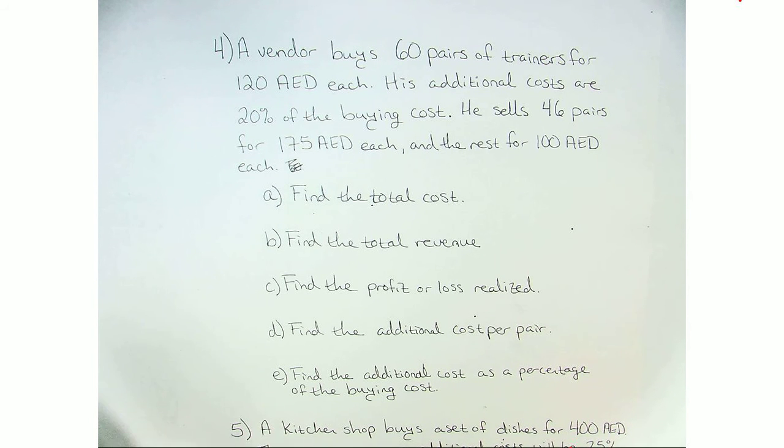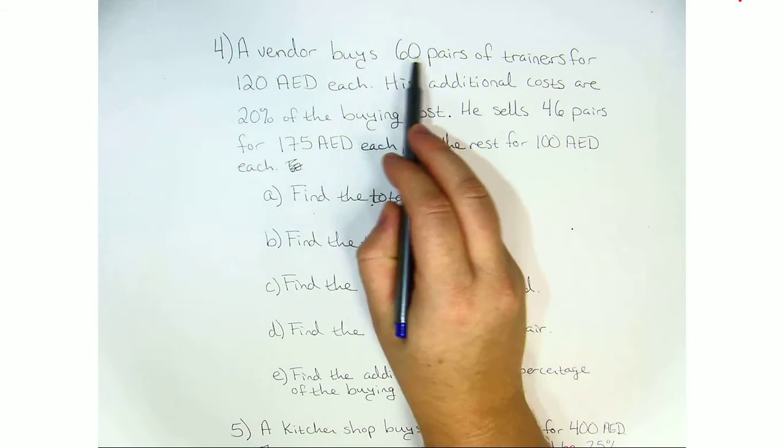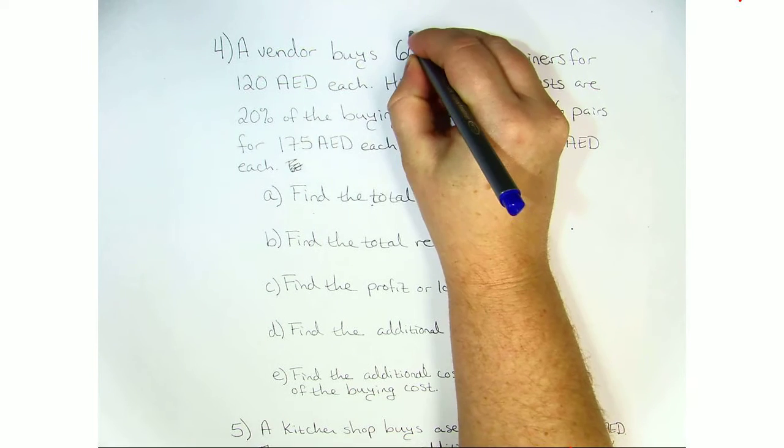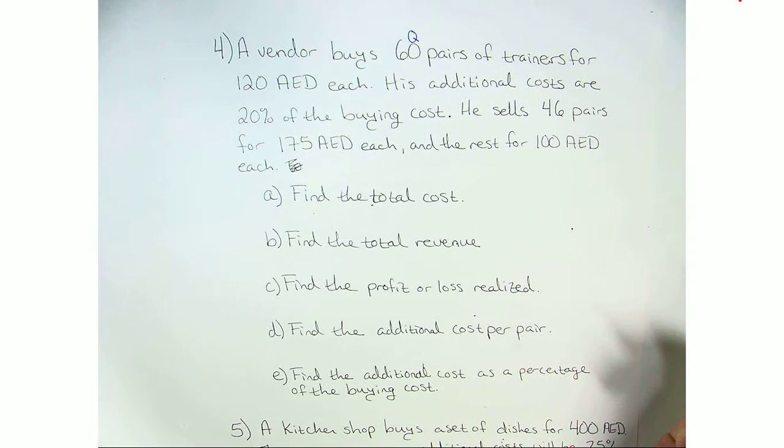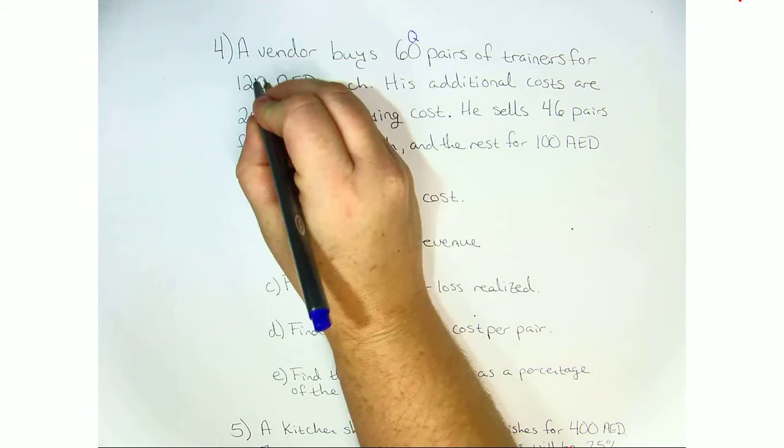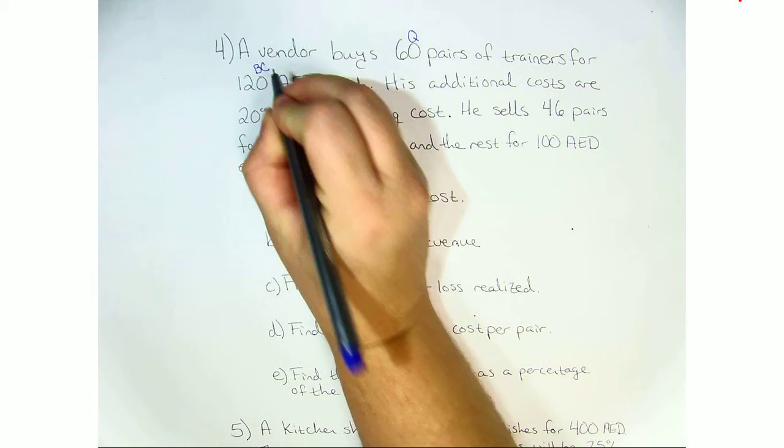Okay, so when we have a problem like this, we need to follow some basic steps. First, we need to label and identify all the parts of our problem. A vendor buys 60 pairs of trainers, so our full quantity is 60 pairs for 120 dirhams each. This is his buying cost.